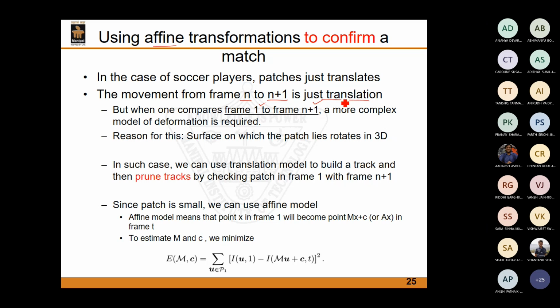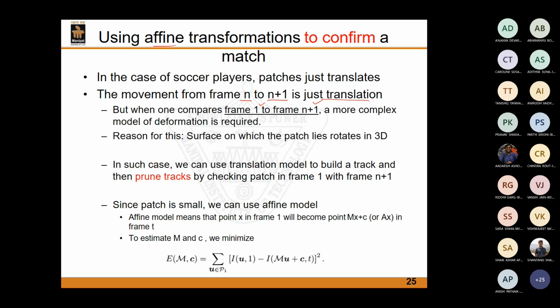In the previous case, we have already seen the case where you assume that it's a translation operation. In order to improve the results that we obtain from the translation motion, we can also add a post processing step, by assuming that there is an affine transformation present between the first frame and the frame under consideration.